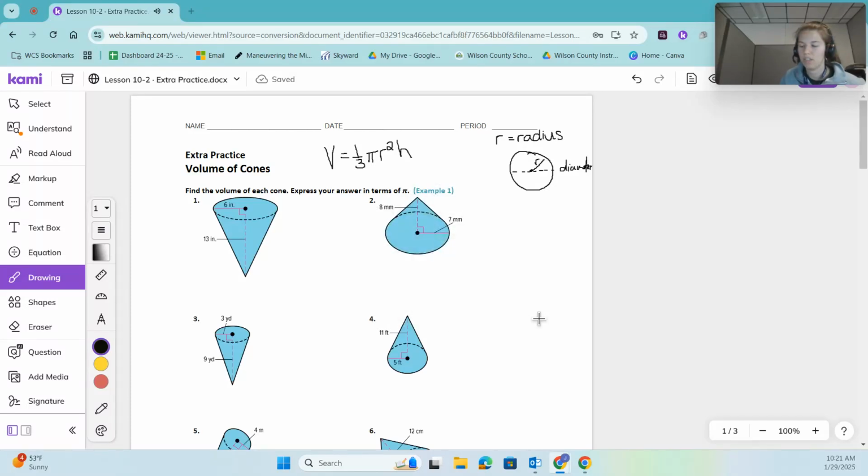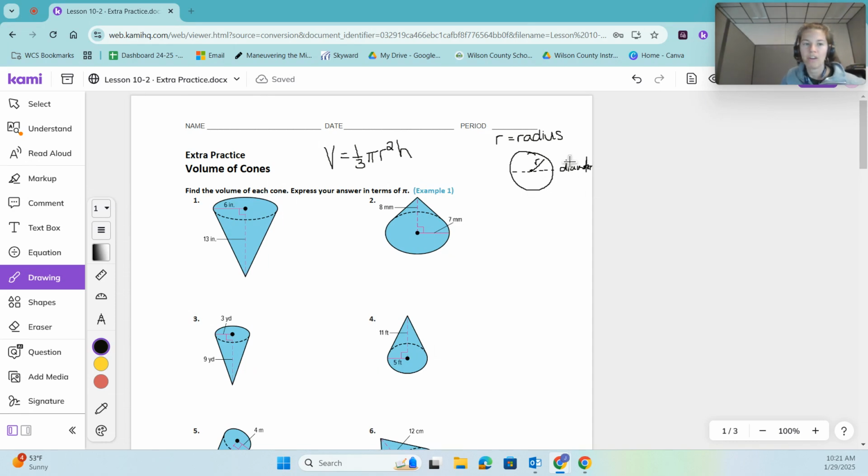Today we will be doing volume of cones. Okay, volume of cones, we do need to know a couple things about circles. One, the distance from the center of the circle to the edge is the radius, and the distance from one side of the circle to the other through that center is the diameter. Okay, and the radius is half of the diameter.